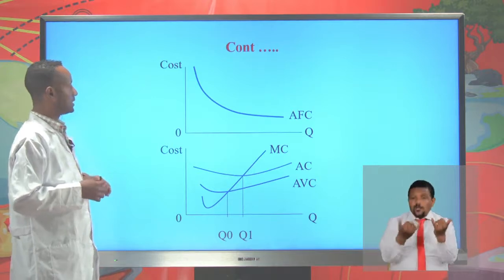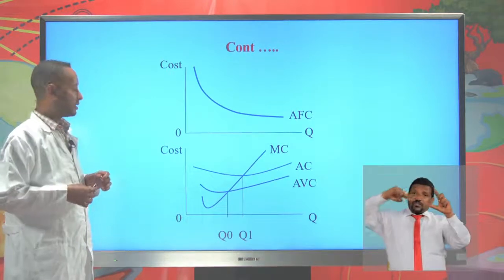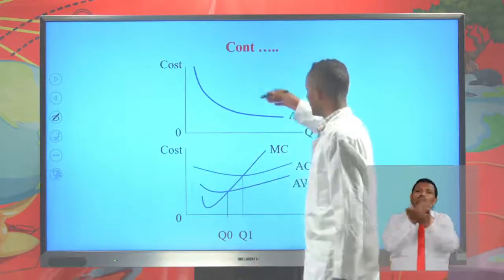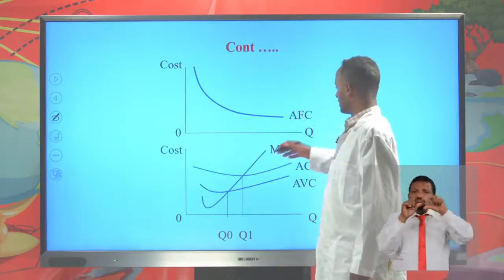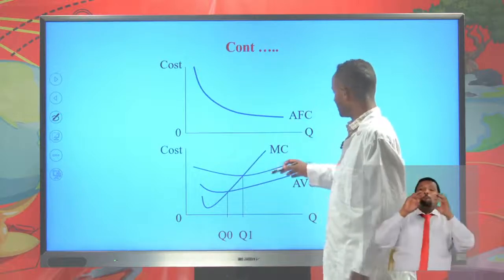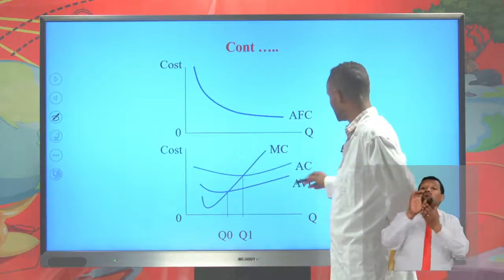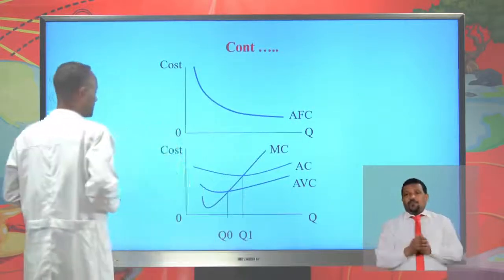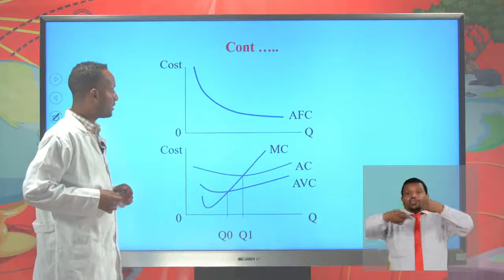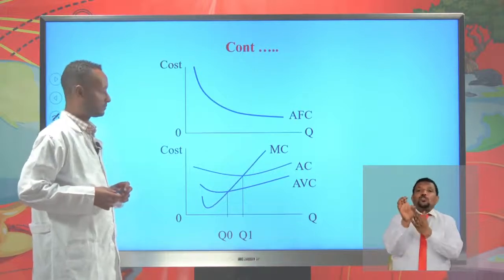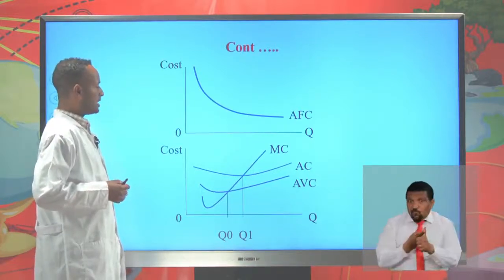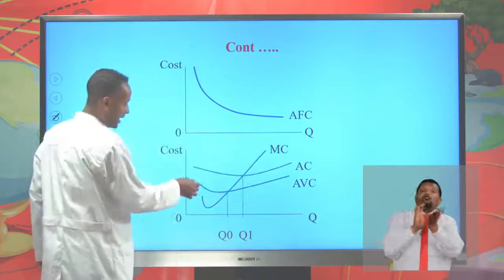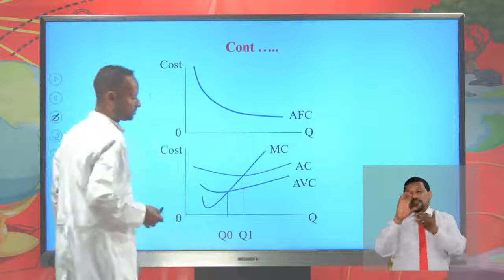Now, let's see the curves. This is the average fixed cost of production curve, which is a continually declining curve. This is the marginal cost of production. This is the average cost of production, and this is the AVC curve. Now, let's see some of the relationships between these cost curves. First of all, let's see the relationship between the average cost of production, this AC curve, and this AVC curve.